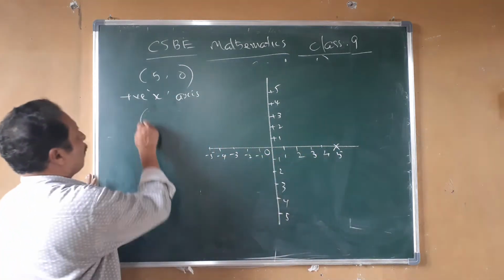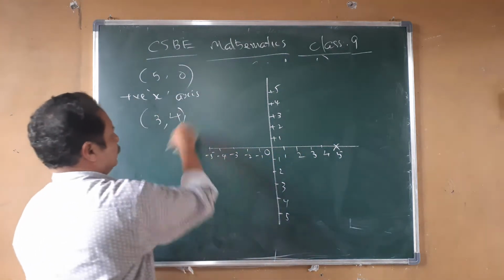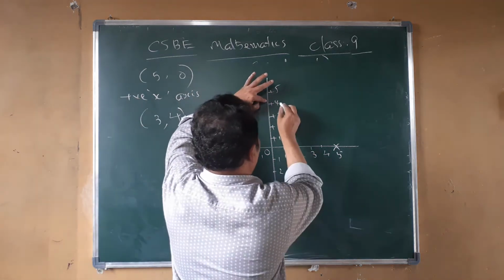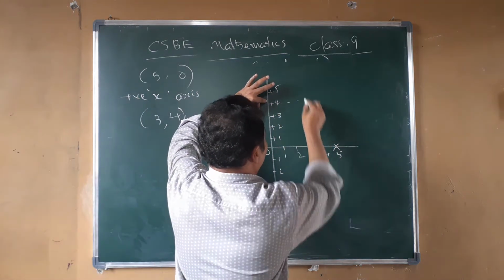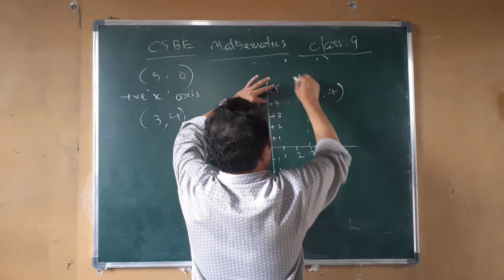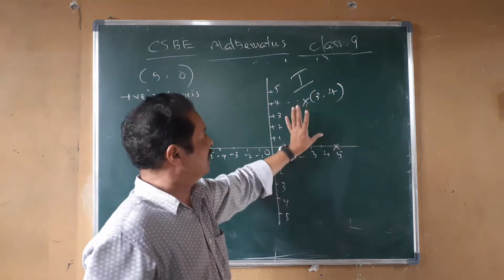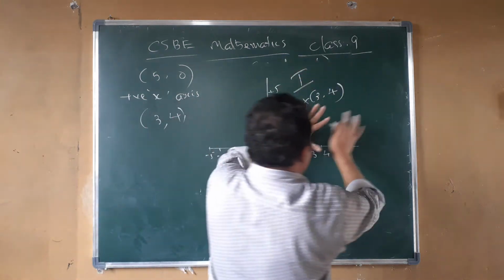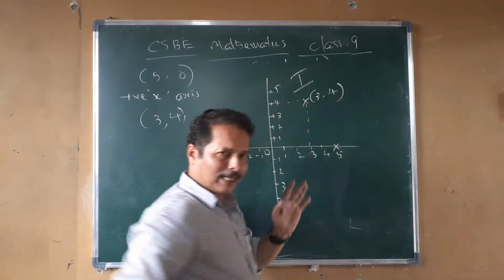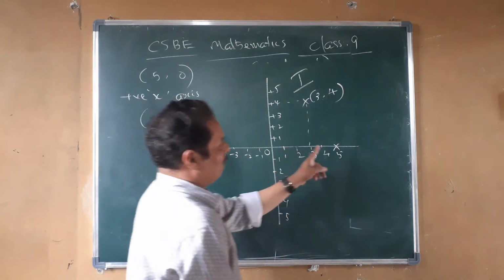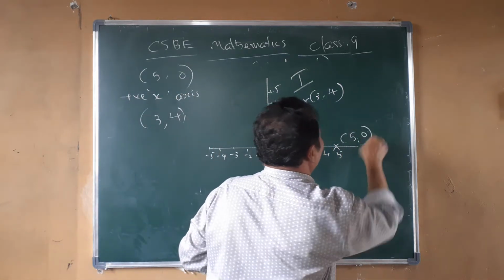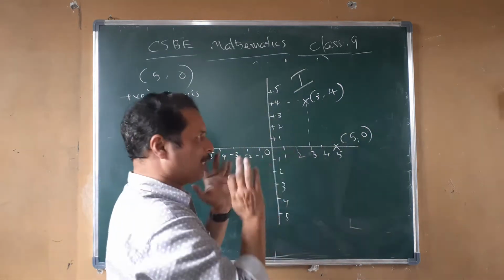For example, 3, 4. X is equal to 3, y is equal to 4. This is the point 3, 4. So 3, 4 is in the first quadrant. X is positive, y is positive, so it is in the first quadrant. The position of the first quadrant is here. You remember that. And 5, 0 is on the positive x-axis, not in the quadrant.